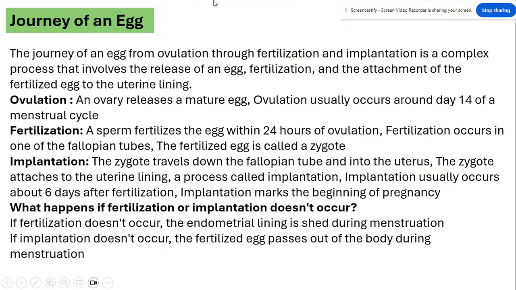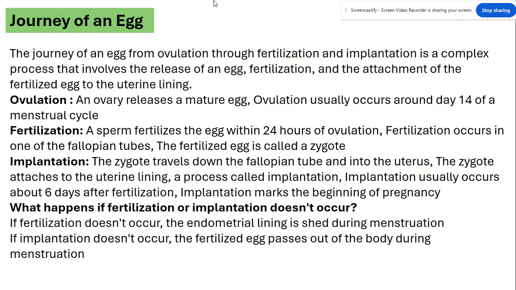Journey of an egg. The journey of an egg from ovulation through fertilization and implantation is a complex process. It involves release of the egg, fertilization, and attachment of the fertilized egg to the uterine lining. Ovulation: an ovary releases a mature egg. Ovulation usually occurs around day 14 of a menstrual cycle, counting from the day you get your period.